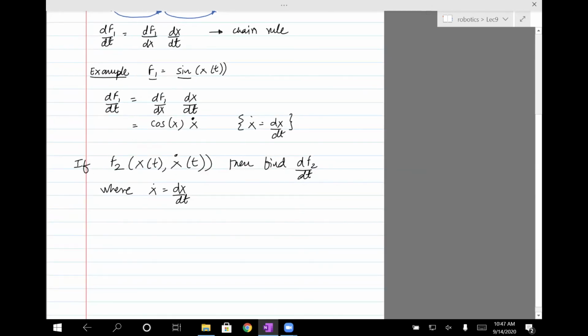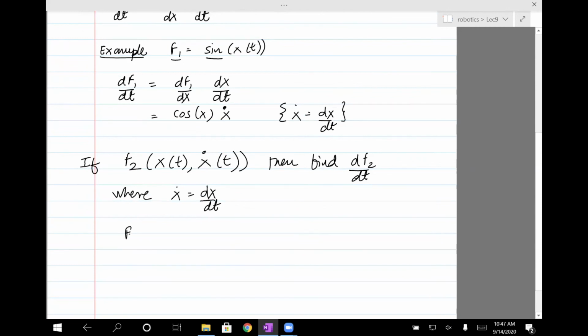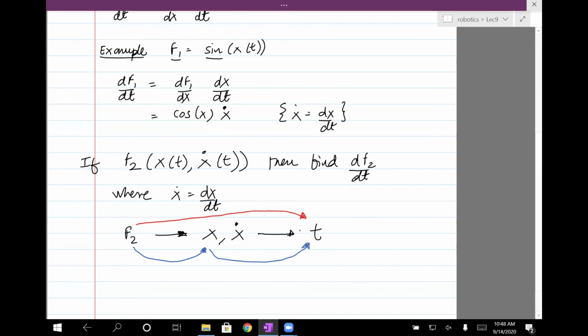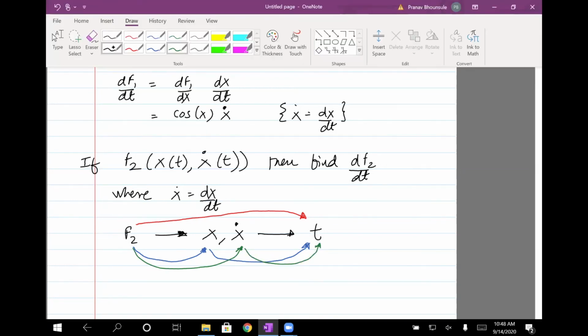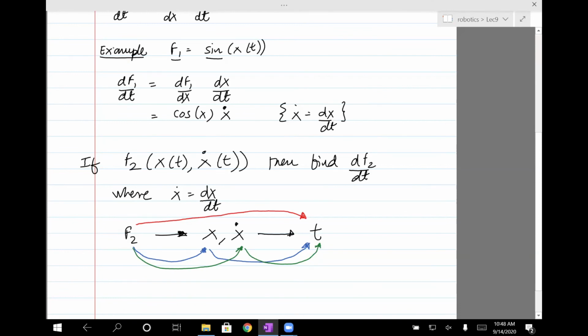So again, the way I like to think about this is there's f2, which is a function of x and x dot, and then x and x dot are functions of t. So we want to find the derivative of f2 with respect to t, but in order to do so, we need to go through both variables. We need to go from f2 to x, and then from x to t, but we also need to go from f2 to x dot, and then x dot to t. And so the way this is handled is, instead of having one equation like here, we'll have two parts to it.